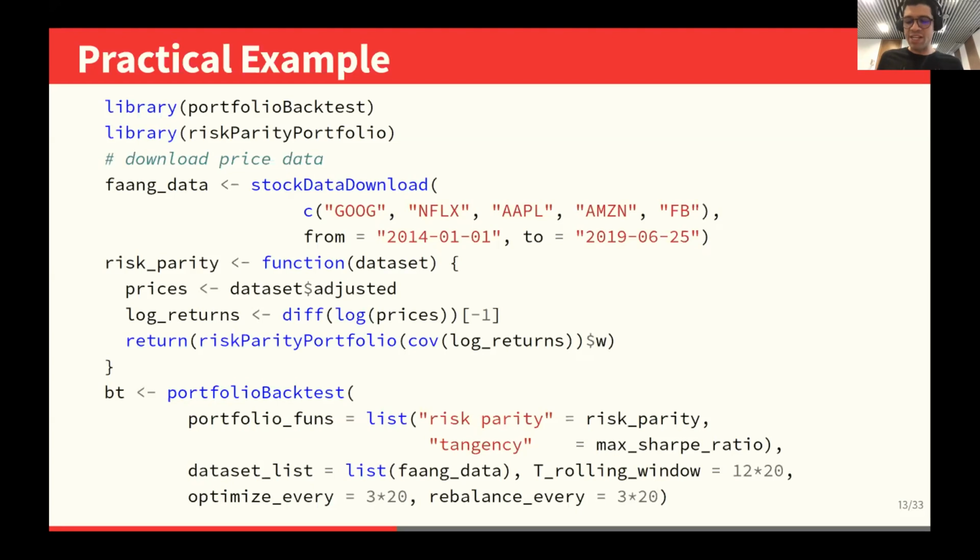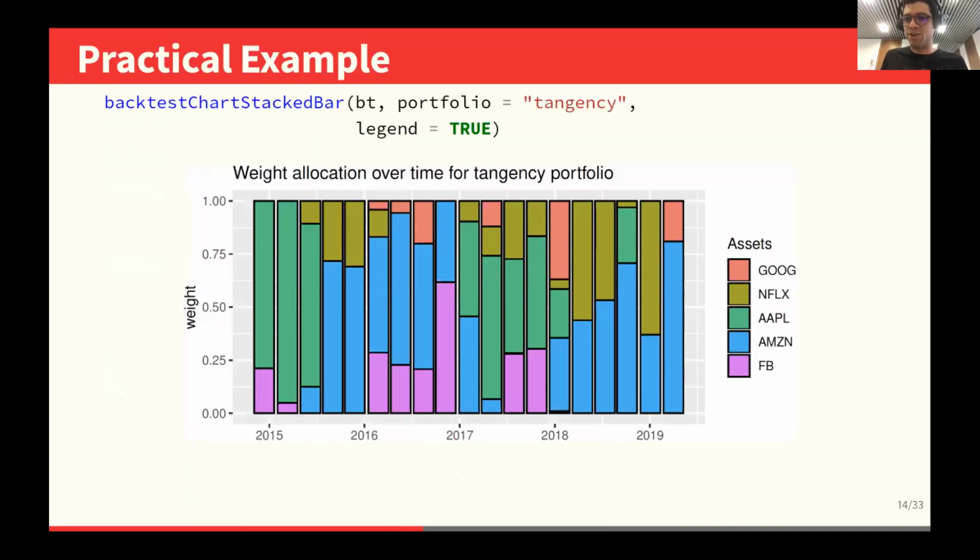So let's see. Here I'm comparing the risk parity with this tangency portfolio. Tangency is another name for the maximum Sharpe ratio portfolio that you all are familiar with. Here we use this function, backtest chart stacked bar, to see how our portfolio evolves over time. Each bar here is the amount of money that I'm putting in each stock.